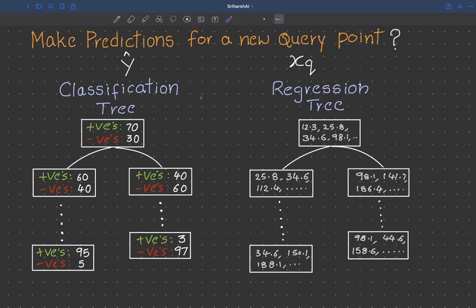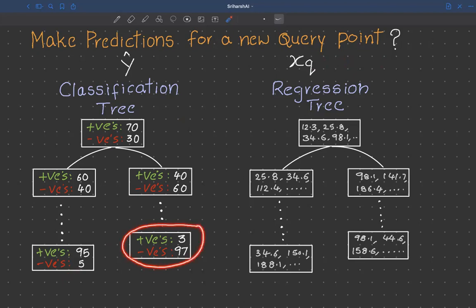In order to make predictions for any point in a decision tree, we parse the tree from the root node to a leaf node. XQ is simply a feature vector. Every node will have some condition, and XQ will have feature values. So depending on the conditions, XQ will land in one of the leaf nodes. Either it will land in this leaf node or in this leaf node. Assume that XQ has landed in this specific leaf node.